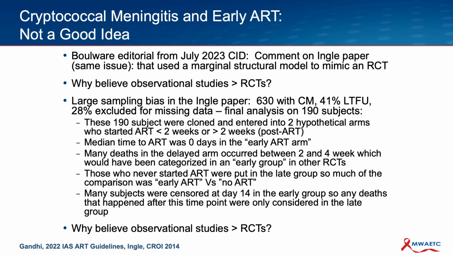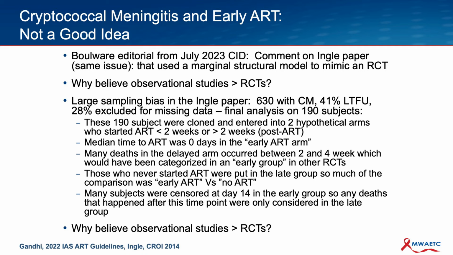So when he talked about the Engel paper, he noted a large sampling bias in that paper with 630 patients with cryptococcal meningitis, almost half of whom were lost to follow-up, and 28 were excluded for missing data. So he started with 630, but he ended up with only 190 patients. And they took those 190 patients and essentially virtually cloned them and then entered them into 2 hypothetical arms who started ART before 2 weeks or after 2 weeks.